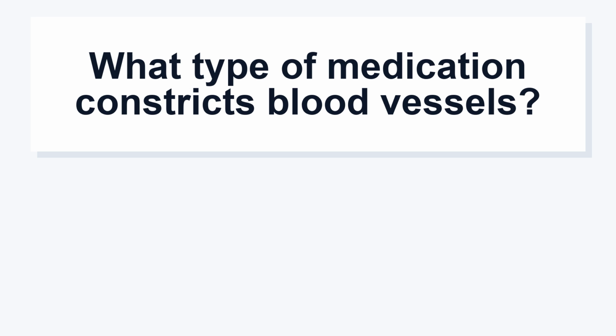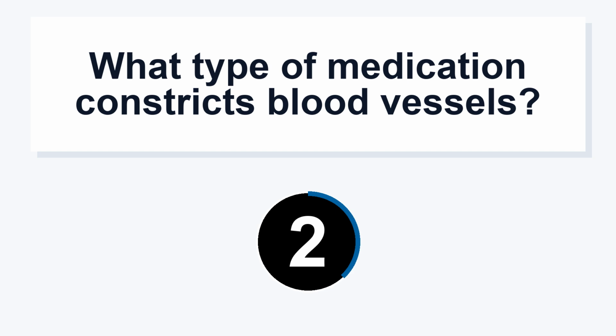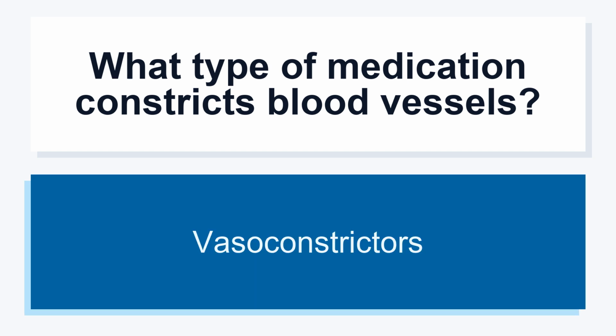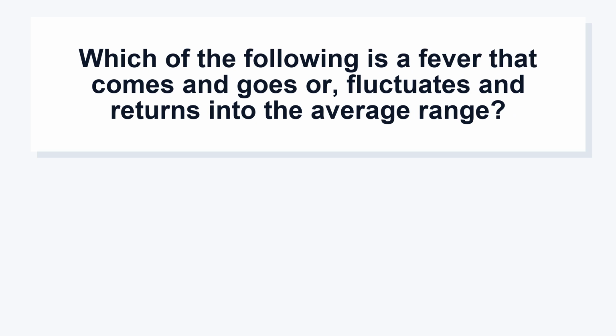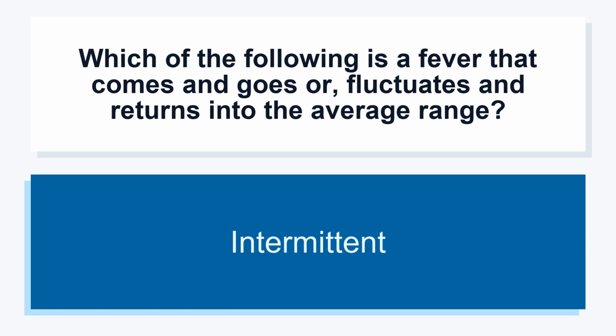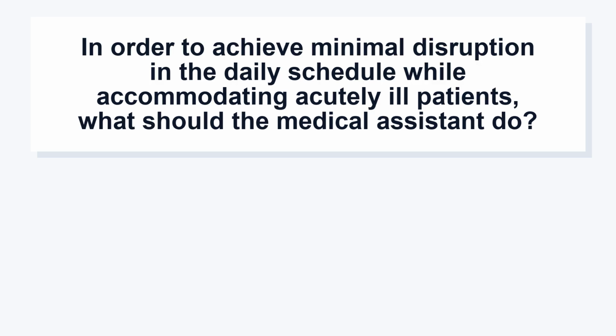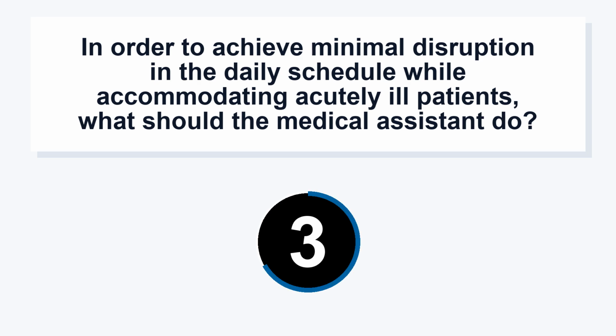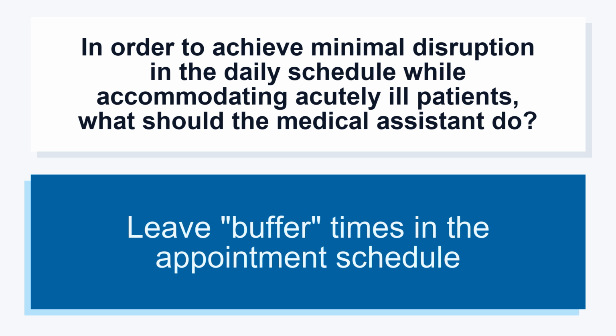What type of medication constricts blood vessels? Vasoconstrictors. Which of the following is a fever that comes and goes or fluctuates and returns into the average range? Intermittent. In order to achieve minimal disruption in the daily schedule while accommodating acutely ill patients, what should the medical assistant do? Leave buffer times in the appointment schedule.